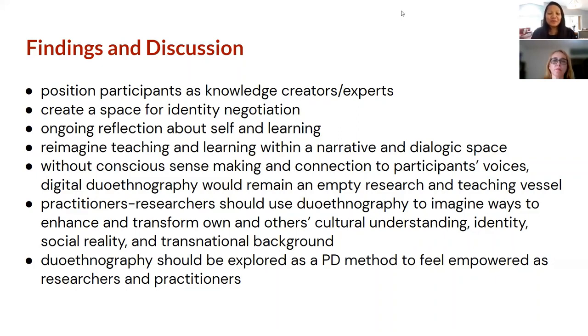And also, after we conducted the duoethnography, we think that duoethnography should be explored as a PD method to empower researchers and practitioners.